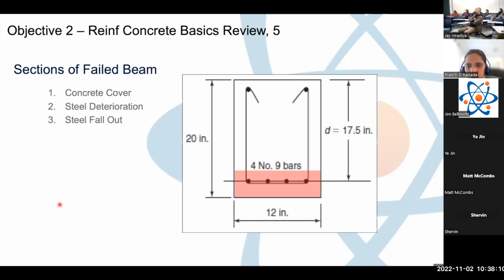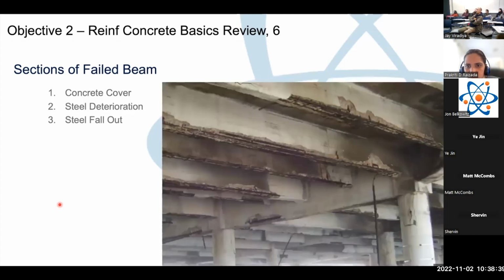What we're dealing with here is something that has not been maintained in the slightest. So we have to ask ourselves as engineers, do we recommend that we shut this structure down, or we keep it open and hobble it along as is? And with the red zone right here, that concrete cover failure, that steel deterioration, that steel fallout, we're about to find out that it's taking a lot of lives in your hand when you make these decisions.